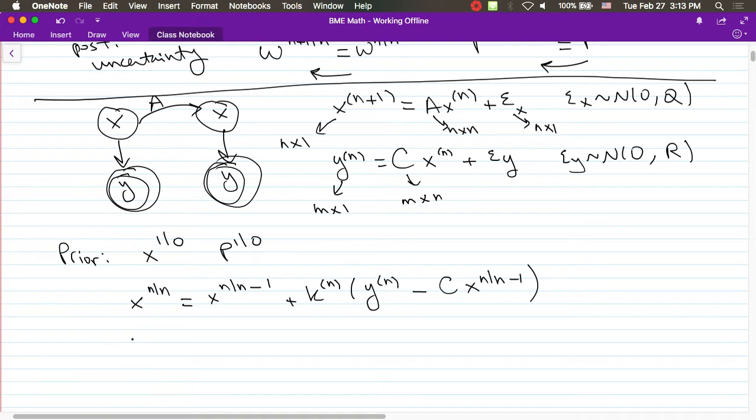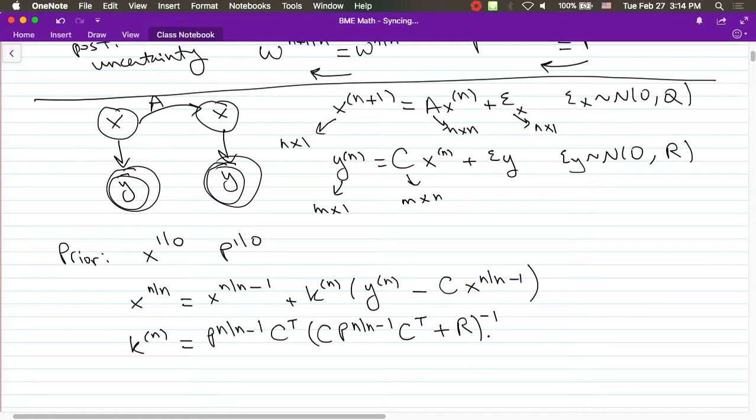So what should K be? K is the ratio of my uncertainty about my belief to the measurement noise. So what is the measurement noise? It's the variance of this equation. What is the variance of this equation? It's C times the variance of x, which is the prior uncertainty, C transpose, plus what's the variance of epsilon y? That's R.